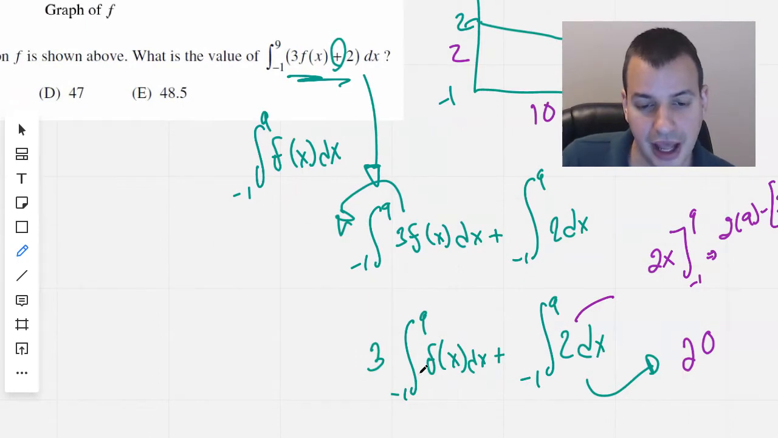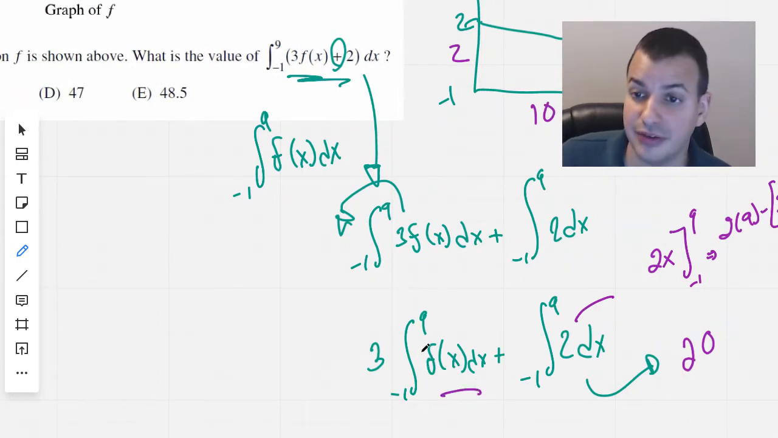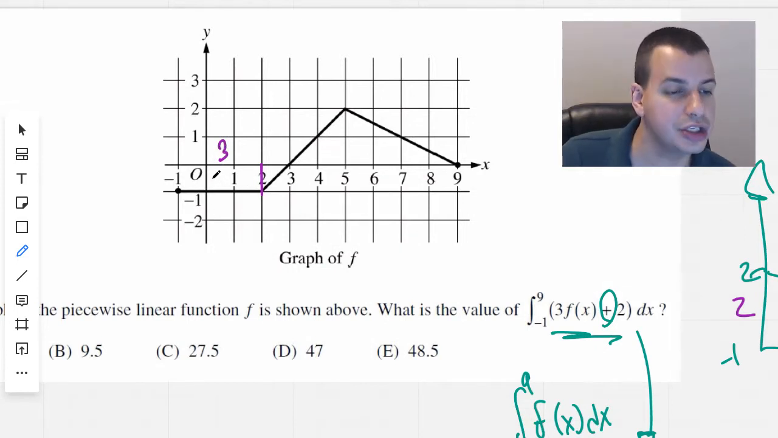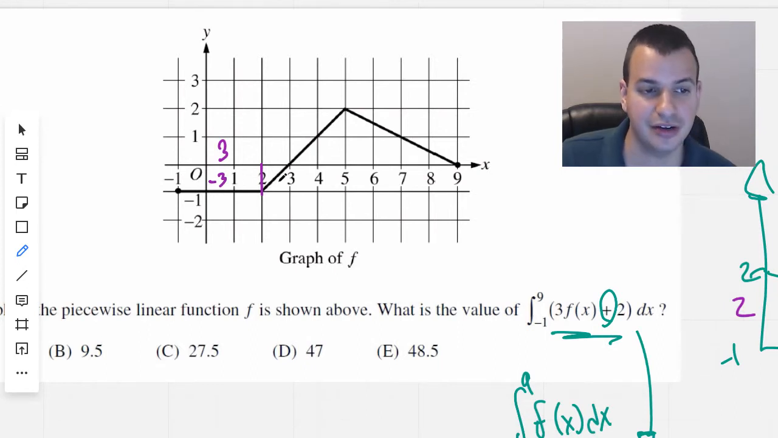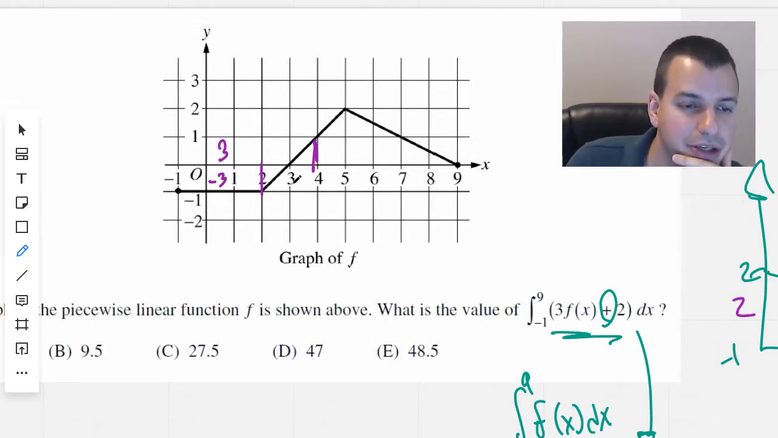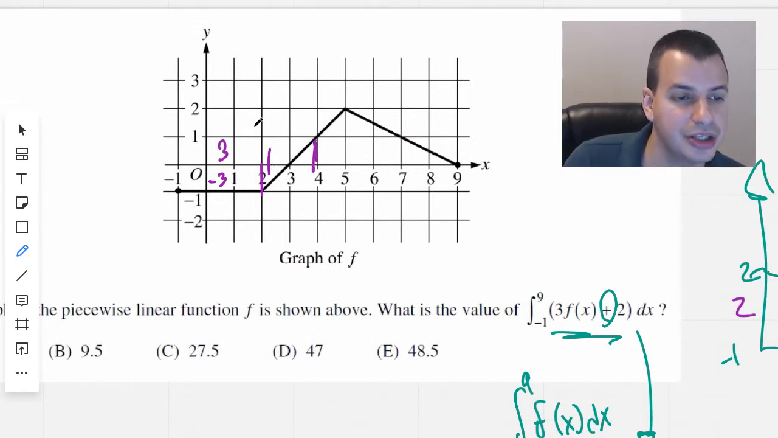Now over here, we have 3 times the integral of f of x dx, which is just going to be area under the curve. So this is 1, 2, 3 times -1, which is going to give us -3. That's an area of -3. So these two areas, let's see, what's the easiest way to do this? I'm just going to call this -1/2.